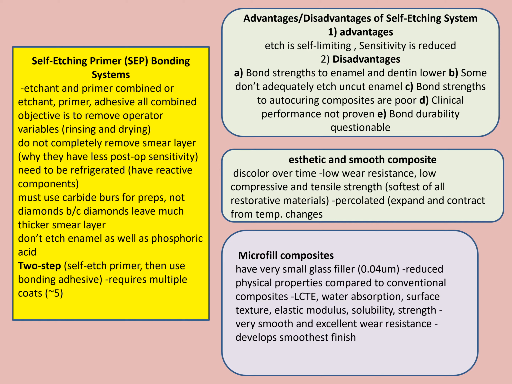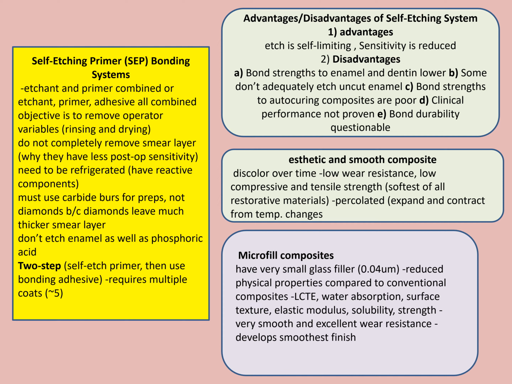So we have different systems here. SEP system, that's the most popular system. Self-etching primer bonding system, where etch and primer are combined and the adhesive is separate. The good thing about the SEP system is that it doesn't remove the smear layer completely, so chances of post-op sensitivity are lower than the other systems. The advantage and disadvantage of the SEP system: definitely less sensitivity is there, but the disadvantage is that bond strength is lower. Bond strength of auto-curing composite is poor and clinical performance is not yet proven.